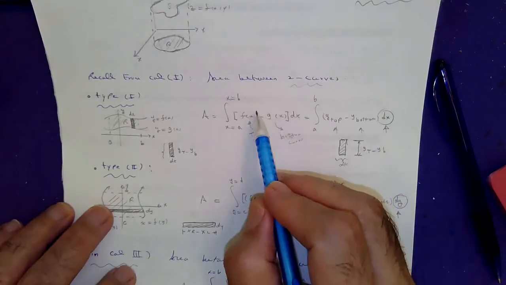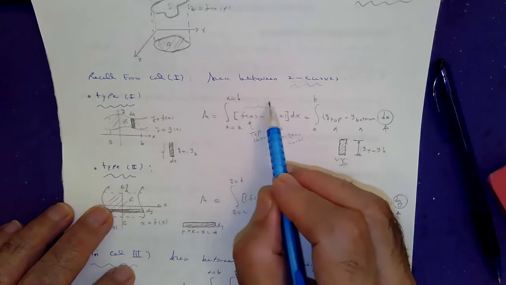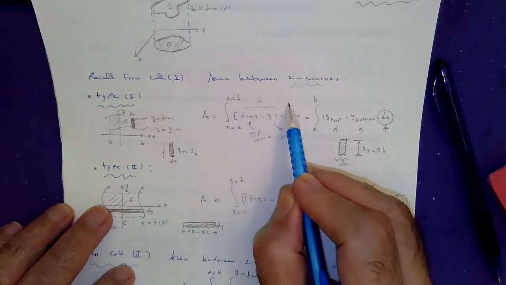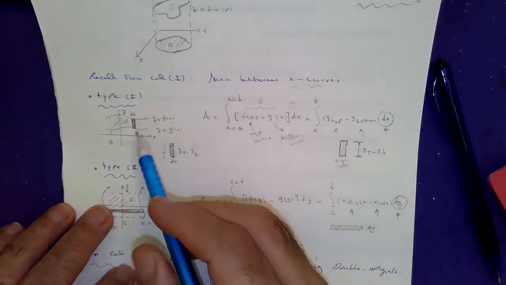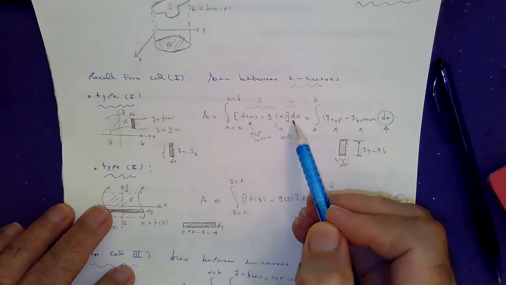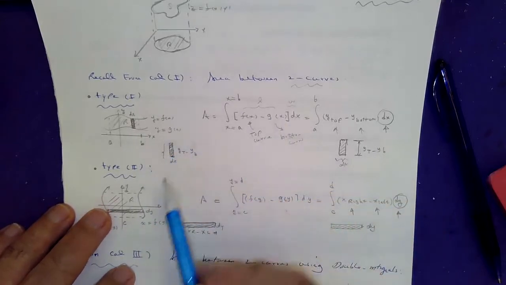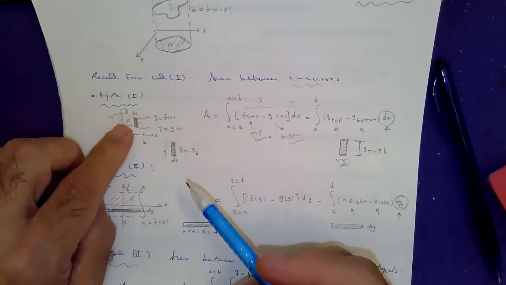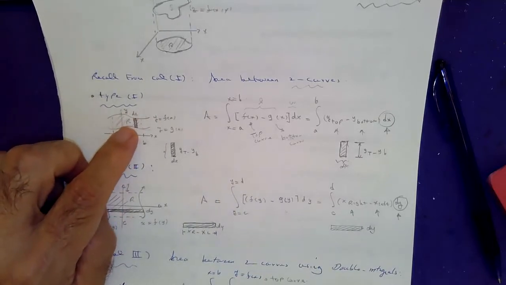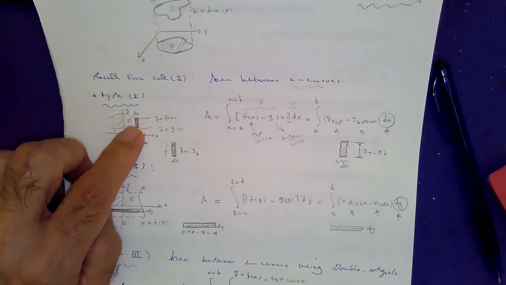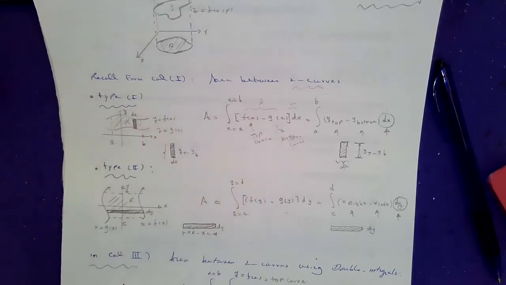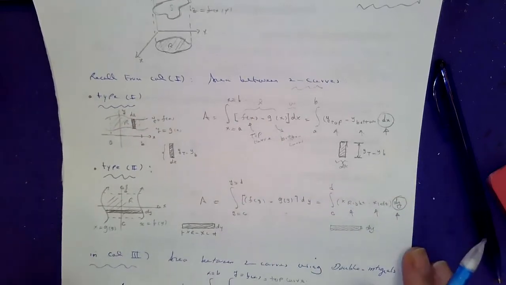Because this gives you the length, and this gives you the width. You multiply the length by the width, you get the area. And then you have a bunch of these boxes or rectangles. You add them up, and lo and behold, you get the final answer.